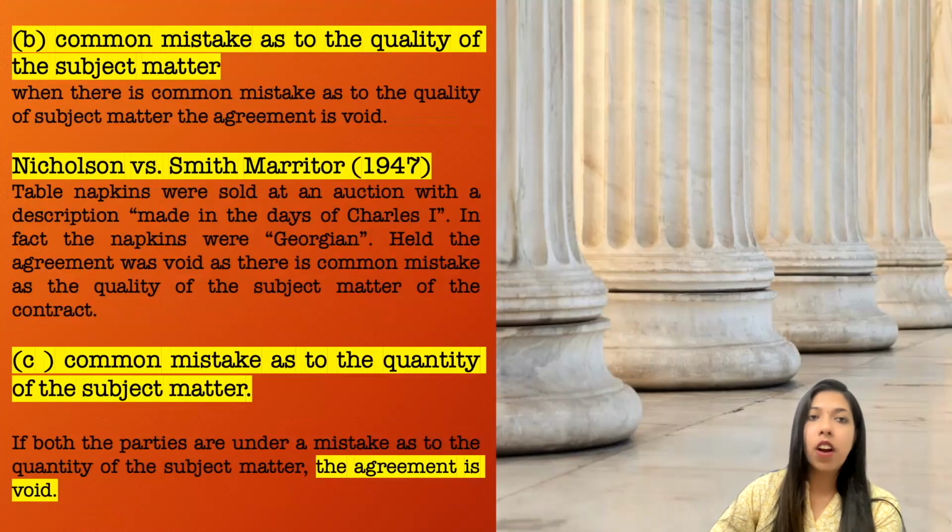And next is common mistake as to the quality of the subject matter. The meaning is that when there is a common mistake as to the quality of the subject matter, the agreement will be treated as void in nature.